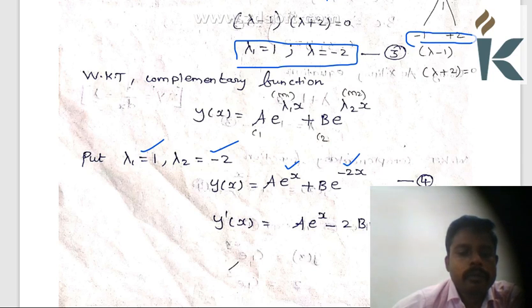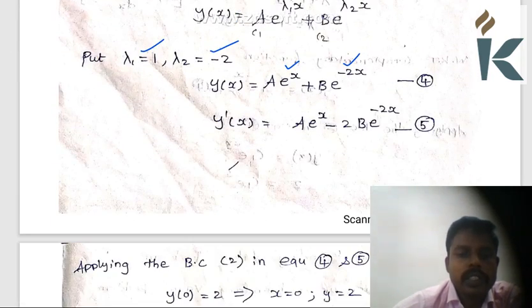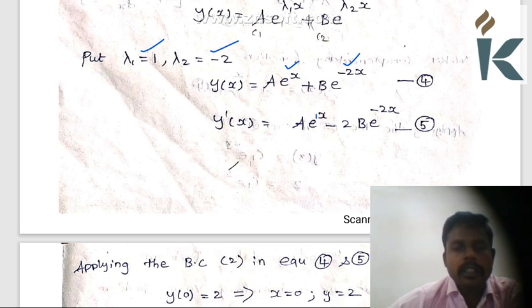Then another boundary condition is y dash of 0. So you have to differentiate this equation. Differentiating e power x, that 1 comes here, so 1 into a into e power x, and then minus 2 into b into e power minus 2x.